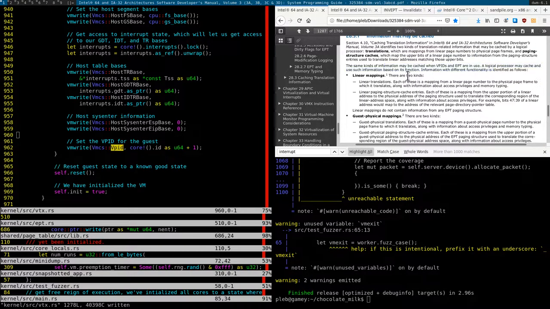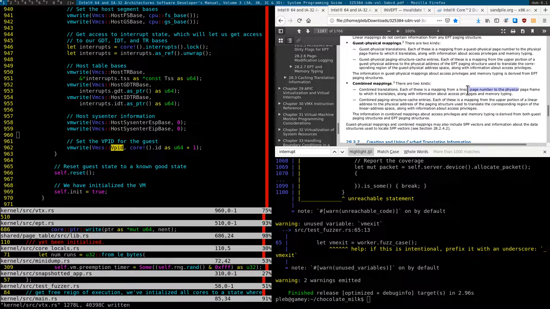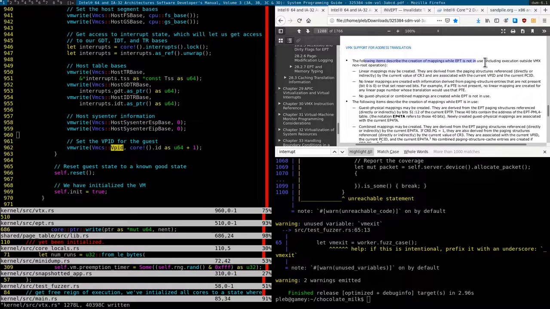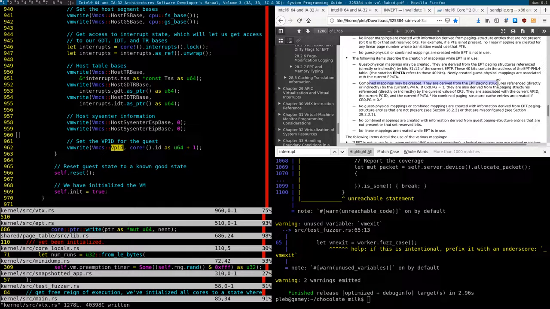So here are the things. Linear mappings can get cached. Combined mappings. Mapping from a linear address directly to a physical address, all the way across. Well, EPT is in use. When EPT is in use, guest physical mappings can be created. Combined mappings can be created, directly or indirectly by the current EP4TA. They're associated with the current VPID, the current PCID, and the current EP4TA.